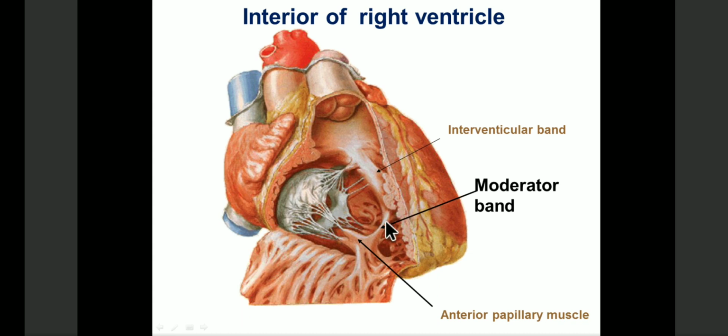another band of muscular tissue is visible in the wall of the right ventricle, going towards the anterior papillary muscle, which we call the moderator band. This is responsible for helping in the conduction of the impulse. The supraventricular crest continues with this interventricular band, which is connecting it to the anterior papillary muscle, which we call the moderator band.